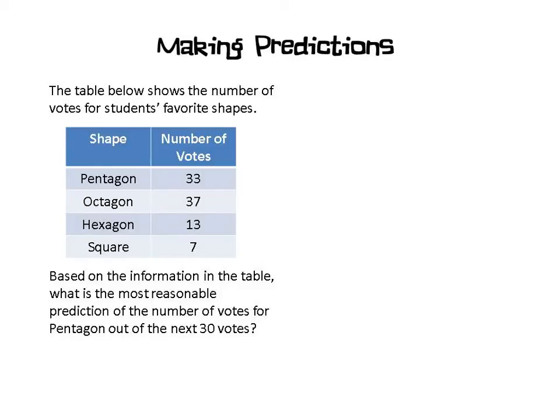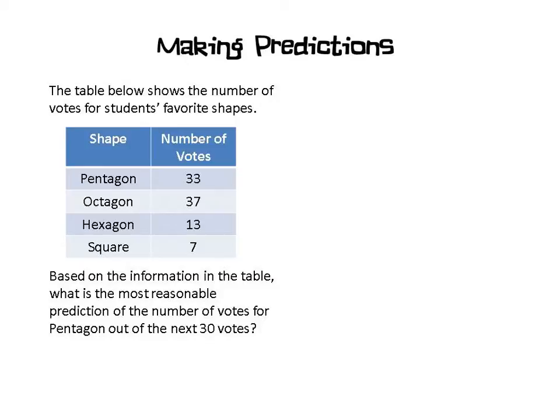Today we're going to talk about how to make predictions based on results that are recorded within a table. Let's look at this first problem. The table below shows the number of votes for students' favorite shapes. Based on the information in the table, what is the most reasonable prediction of the number of votes for Pentagon out of the next 30 votes?